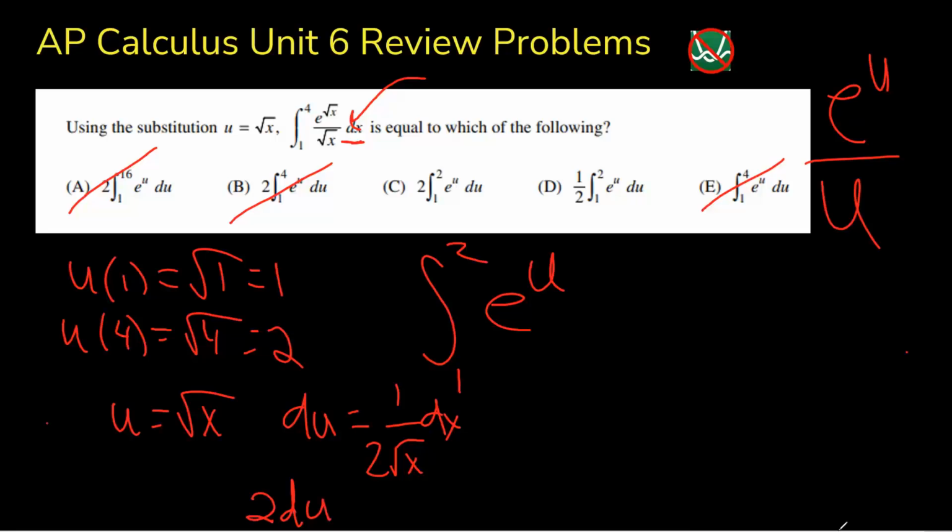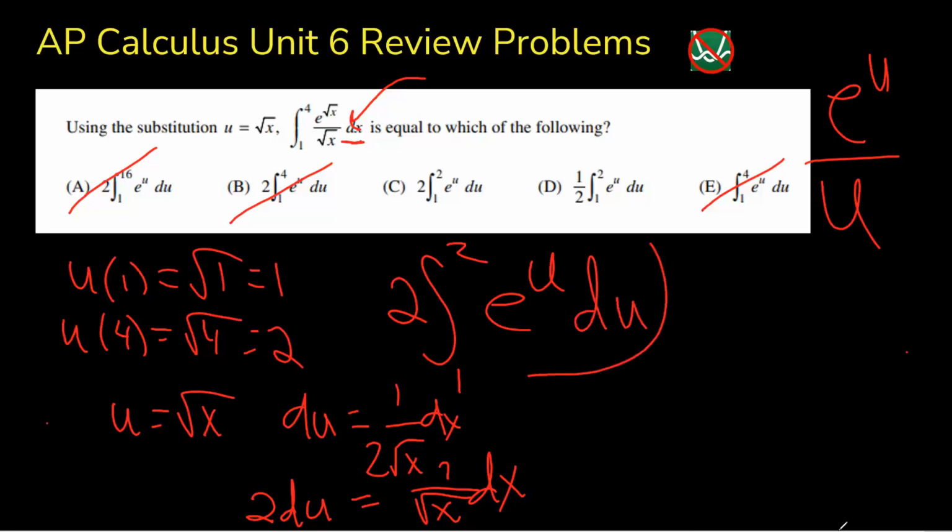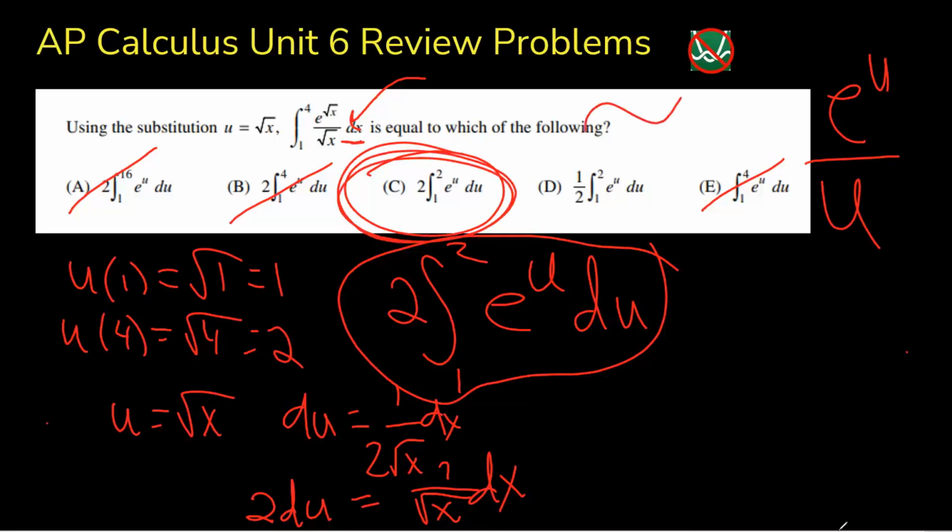So 2 du is equal to 1 over root x dx. And what this tells us is that 2 du is going to substitute the root x in the denominator and the dx. So we have 2 du, and this is our answer here, which is choice C. The reason they have this 1/2 here is because when you get to solve the du, you have a half there, but then you have to adjust for that.